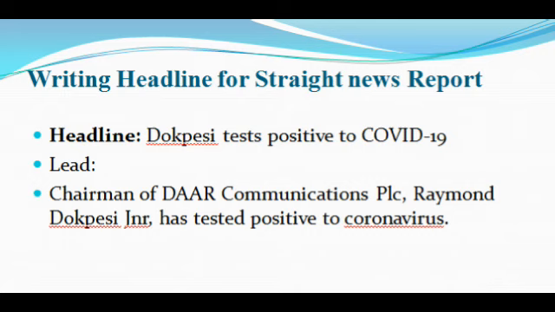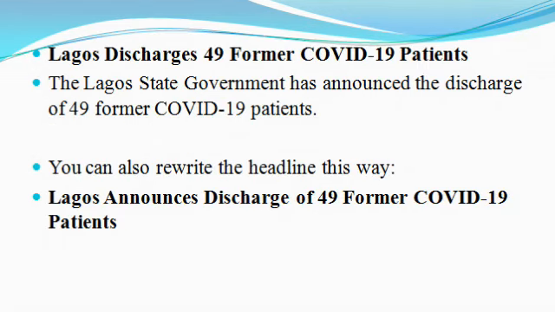Let's show you other examples. Let's keep showing you examples so that you will learn how to write headline for Straight News Report. Lagos State government has announced the discharge of 49 COVID-19 patients. That's the first paragraph. Remember that we said that the headline should always be linked to the story, and I said it should be linked to the first paragraph. So the fastest way to write the headline is to look at the first paragraph and then write your headline.